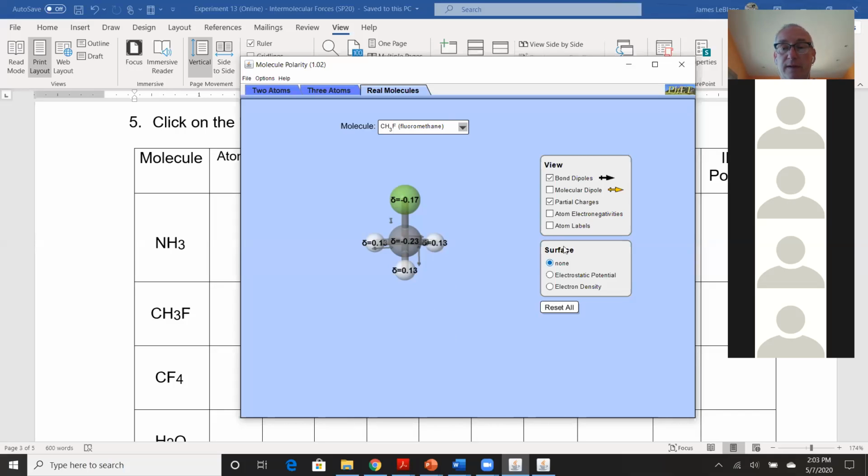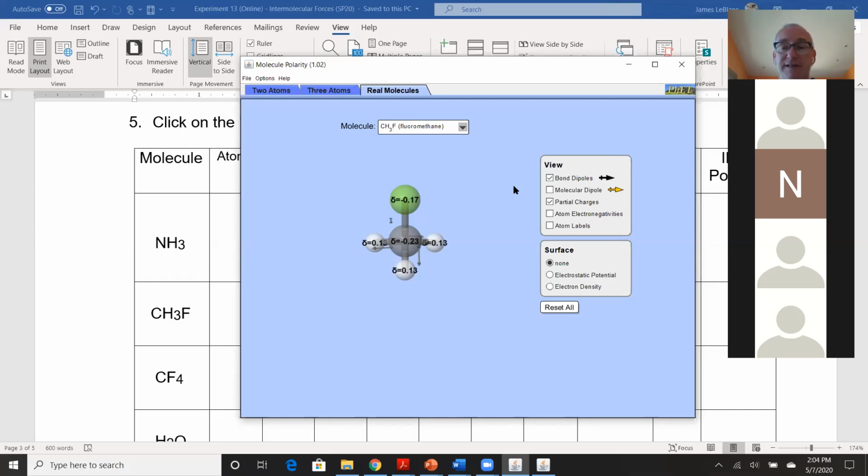So there's the bond dipoles. Is that a question? Is that Janelle? No, that was from Matthew. Oh, okay. Probably someone talking to him. Yeah, sorry about that. Oh, no problem. I thought you had a question.